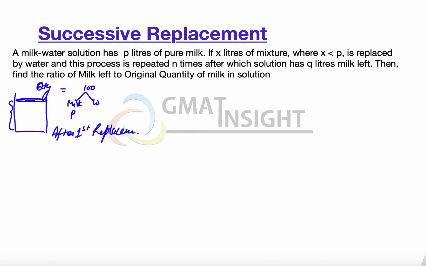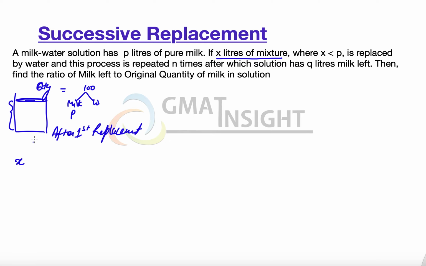That's the first step we need to understand. The first replacement means that we are taking out x liters of this mixture and replacing it with water. But if you take out x liters, understand one thing: any solution that we talk about is considered a homogeneous solution. Homogeneous solution means that in every part of it, the percentage of the milk will remain constant. So if I have 100 liters of milk solution which has 80% milk, then if I pick 1 liter, that 1 liter will also have 80% milk. If I pick 5 liters, that will also have 80% milk. So the percentage remains the same, right?